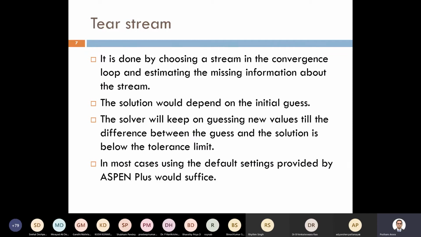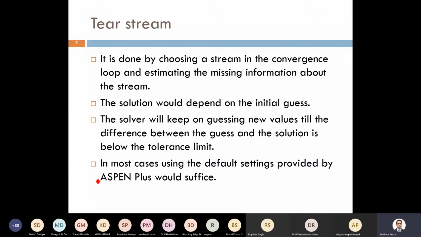You choose a stream and you can choose a value for that. The solver will keep on guessing new values till the difference between the guess and the solution becomes below the tolerance limit. So for any simulation software, you need to satisfy or you need to give the minimum tolerance level. By default in Aspen, it's 0.0001 or 10 to the power minus 4. So that is good enough for simulations like this.